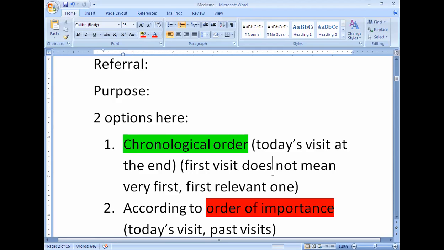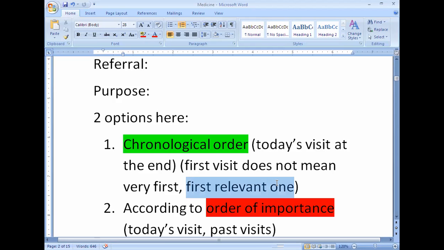First we need to write the first visit, then the next visit, second visit, third visit, like that it will come, then the last visit, today's visit. This is chronological order. But we should start with the first relevant visit.